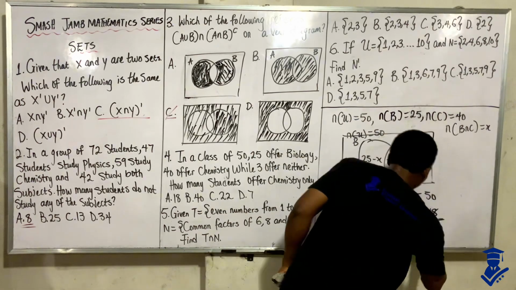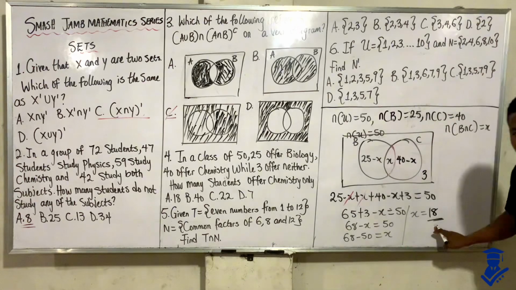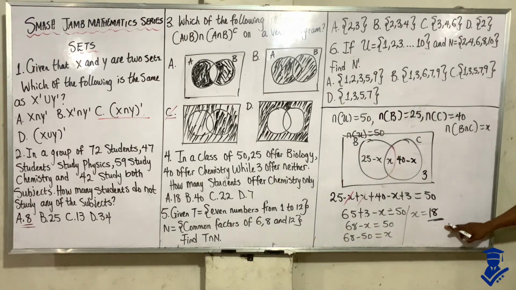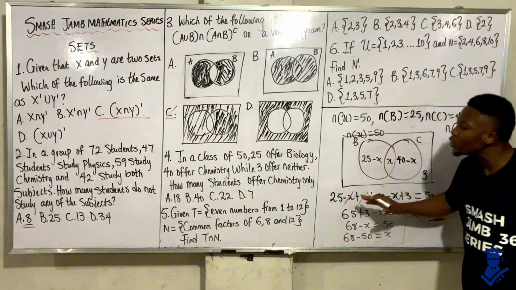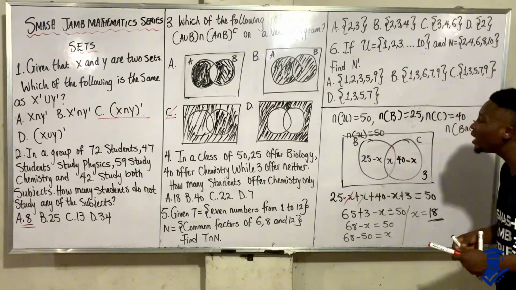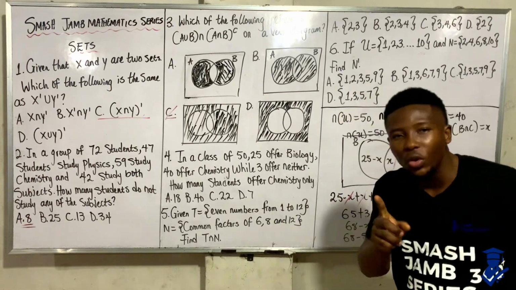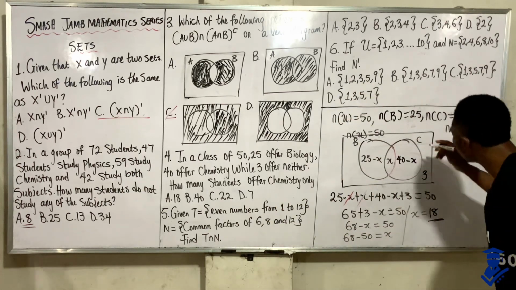18. But this is just the intersection. Now we are asked to find the number of students that offer chemistry only. So for us to find chemistry only, let me show you. This will be chemistry only.